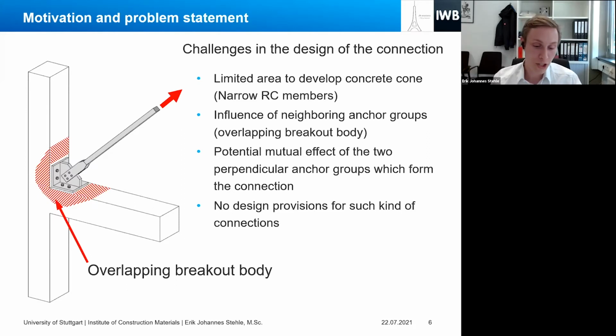And also for the engineer in practice, there are no design provisions in any codes or standards provided for these kinds of connections. So therefore, the numerical investigation that I performed in this study basically serves two purposes. So obviously the first purpose is to get a better understanding of the breakout behavior of such a corner configuration. But also the second purpose was to do some preliminary analysis on such connections for the experimental work that followed them.